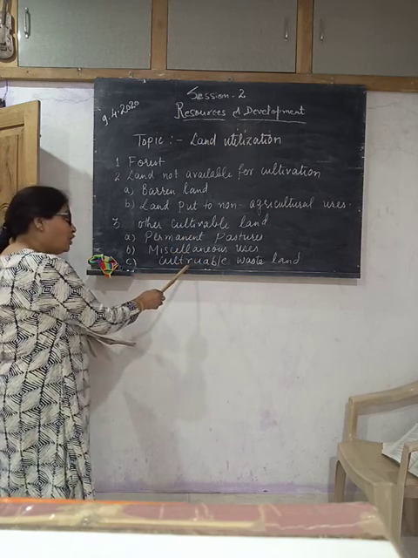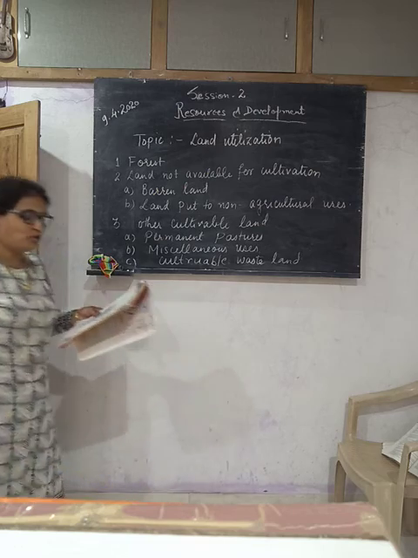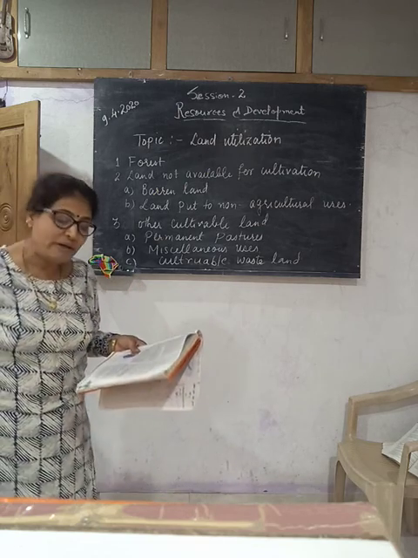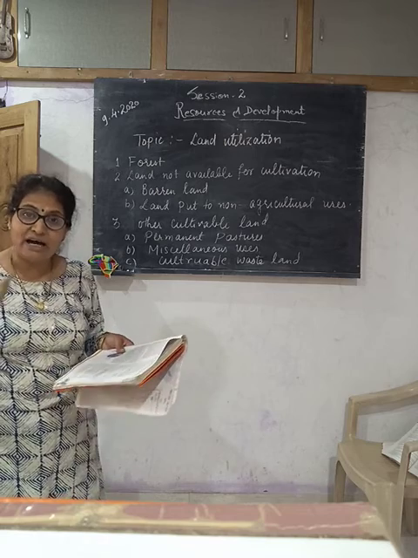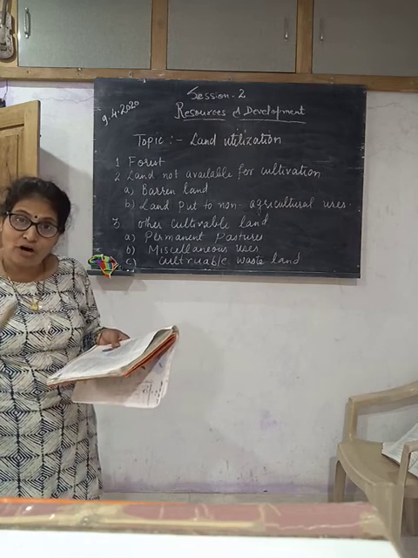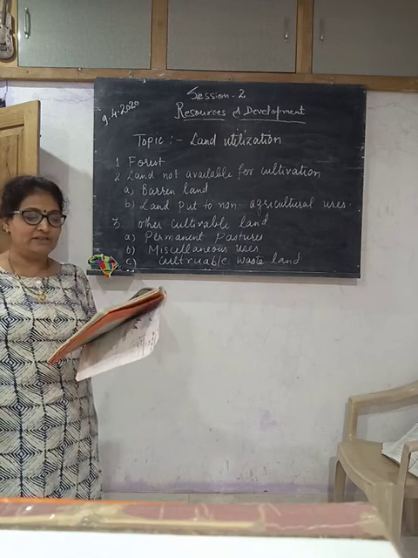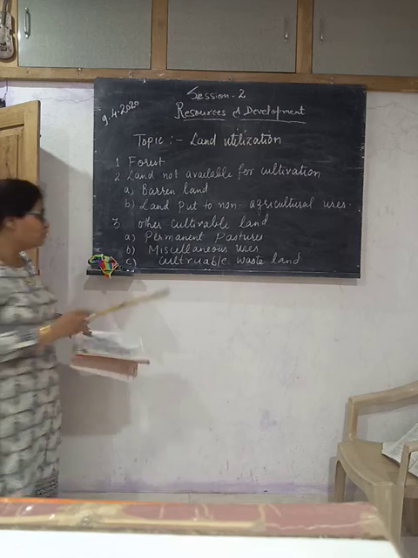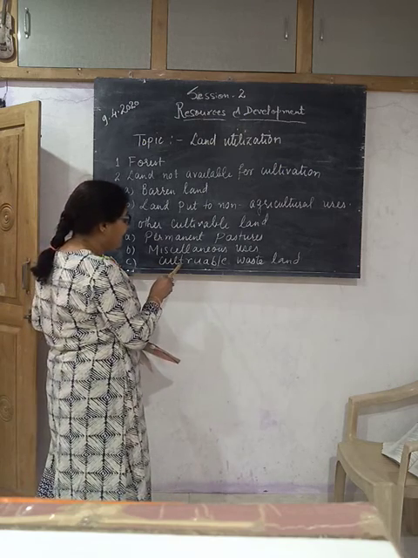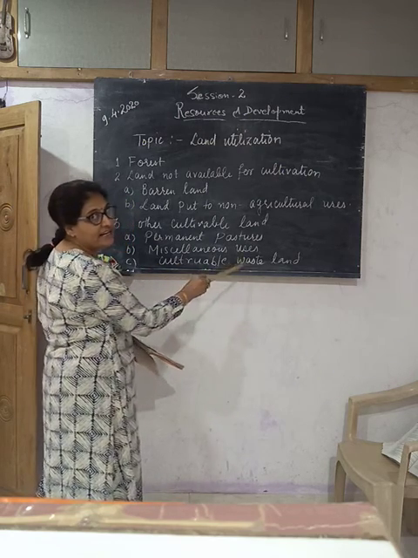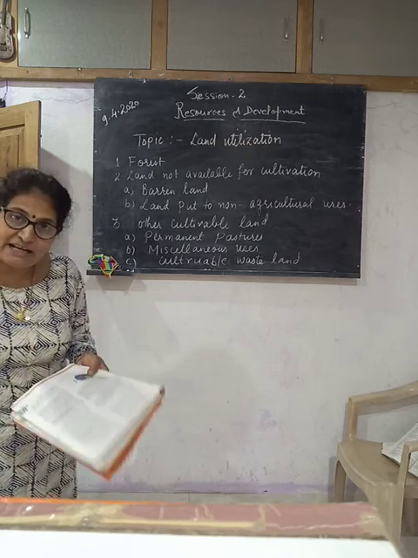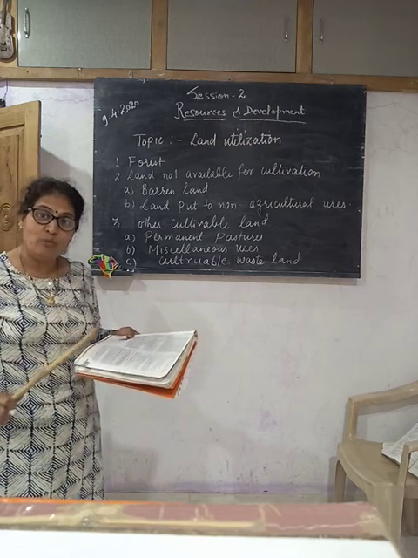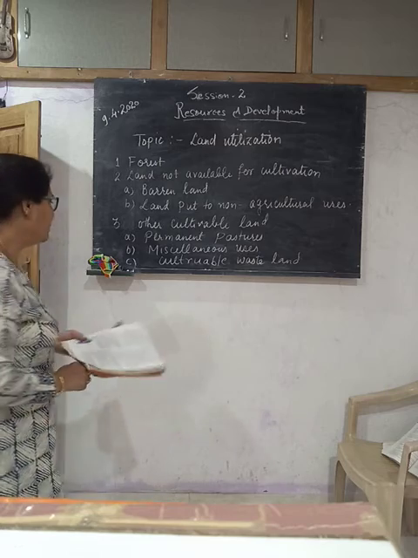Then cultivable wasteland. When we talk about cultivable wasteland, it includes land that is left uncultivated for more than 5 years. So this is included under cultivable wasteland. Once again, I am explaining that it is land which is left uncultivated for more than 5 years.